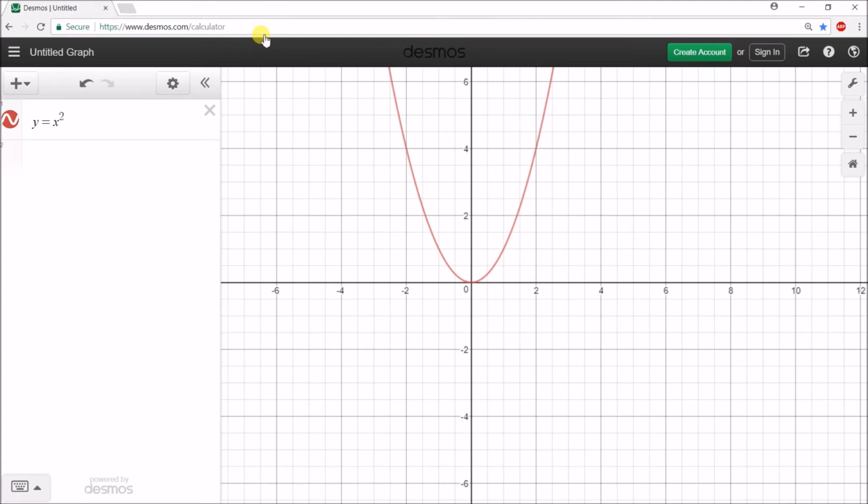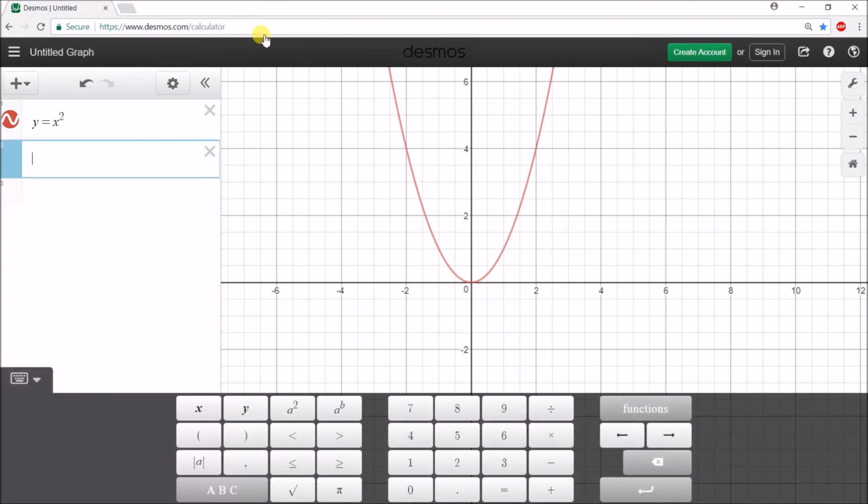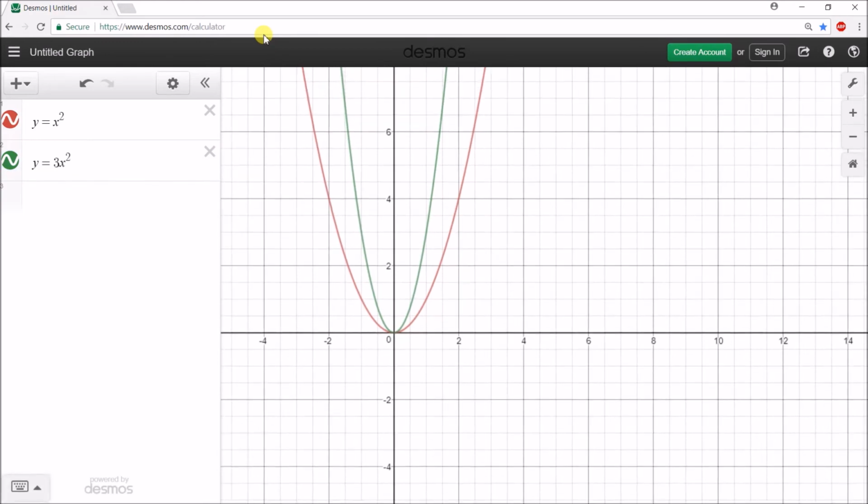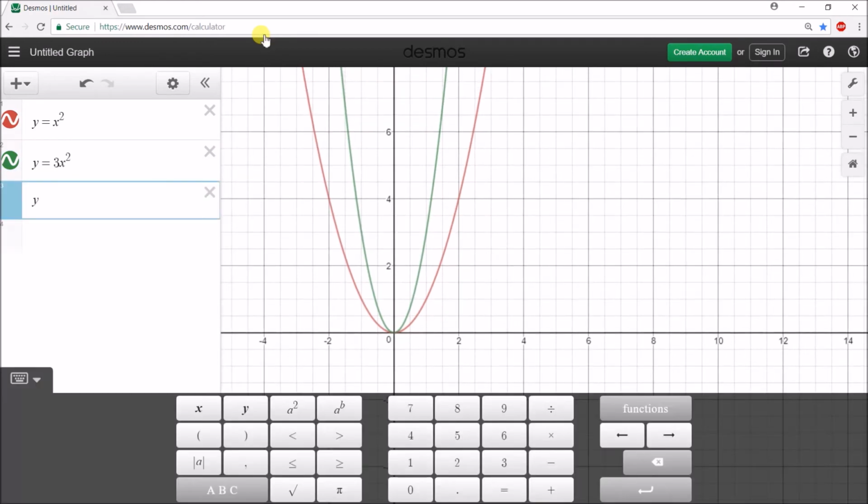So here's the parent function, y equals x squared. And now I'm going to do y equals 3x squared. Ta-da! See, there we have it. See, it's going up faster. Now, what if we did this? Y equals 5x squared. That would be even faster, right? All right, how about like 50x squared? Oh, it's really fast. But it's still a parabola.